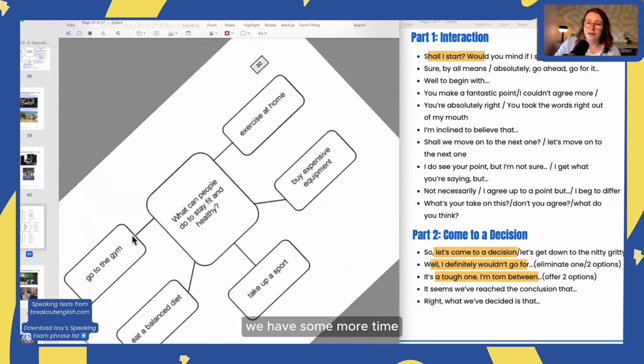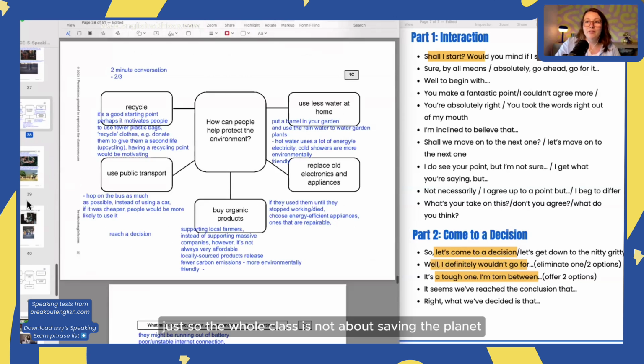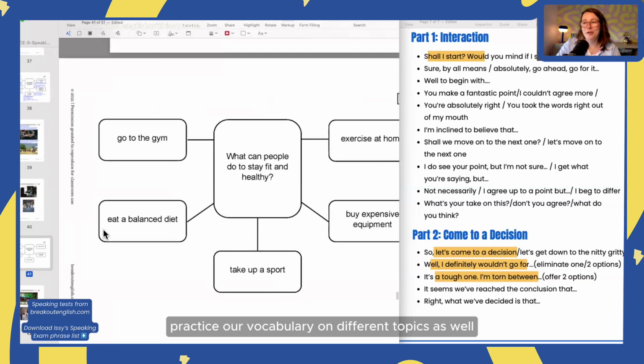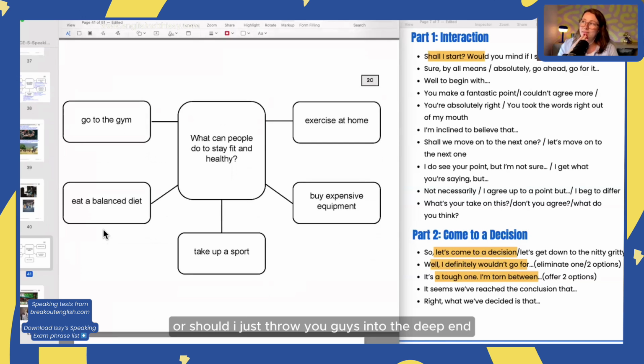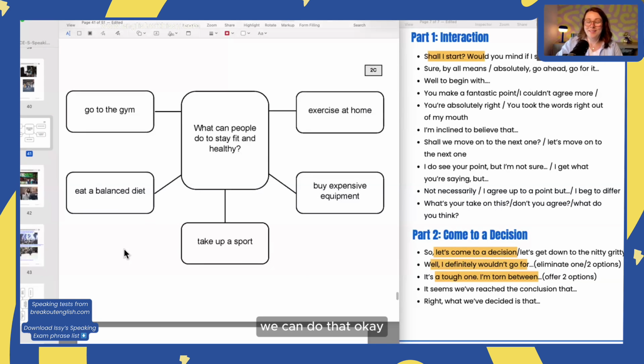We have some more time, so I think we're going to jump onto another topic now, just so the whole class is not about saving the planet, but we can practice our vocabulary on different topics as well. Shall we do a brainstorm, or should I just throw you guys into the deep end? I'm going to throw you guys into the deep end, and then if we need to take a step back to plan the next one, we can do that.